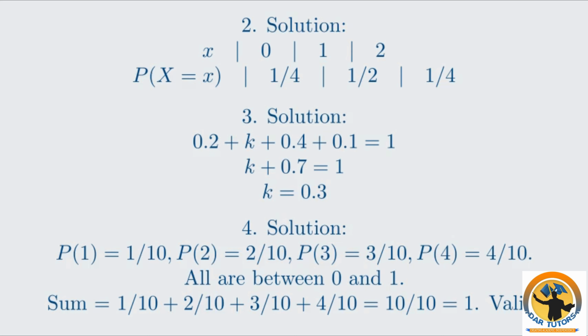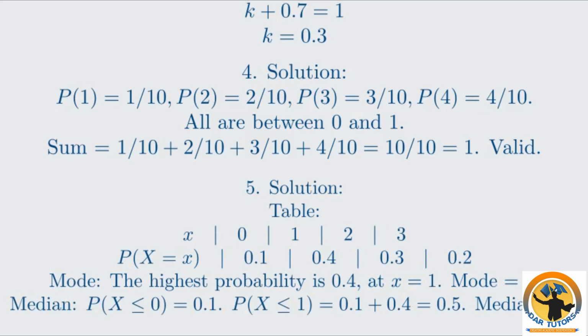Finally, Question 5 asked for the mode and median of a distribution. For the mode, we look at the probabilities. The highest probability is 0.4, which corresponds to x equals 1. So the mode is 1. For the median, we find the cumulative probabilities. X less than or equal to 0 is 0.1. X less than or equal to 1 is 0.1 plus 0.4, which is 0.5. Since 0.5 is the first value to reach or exceed 0.5, the median is 1.